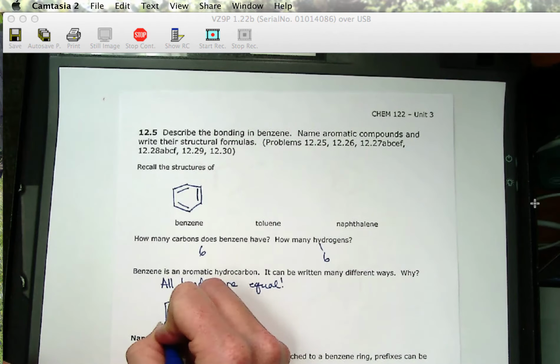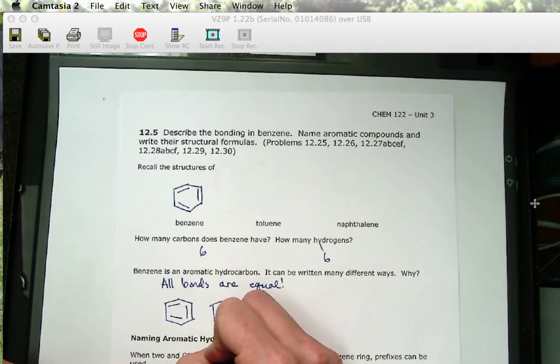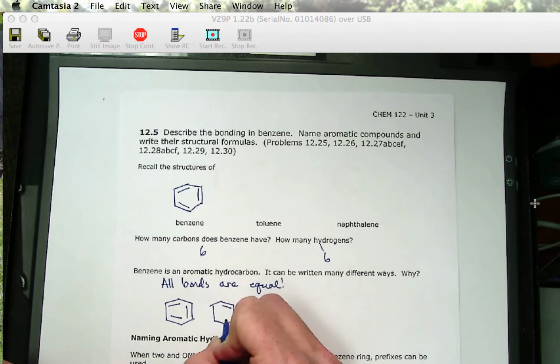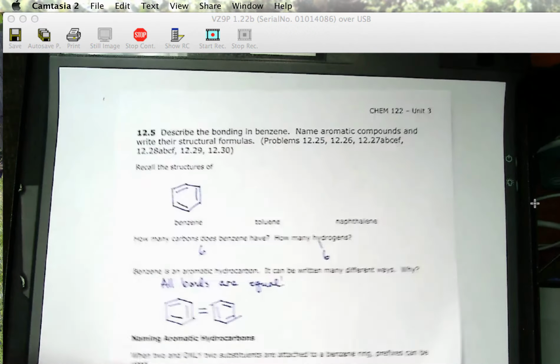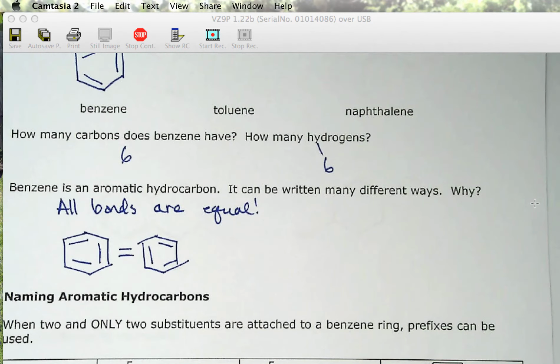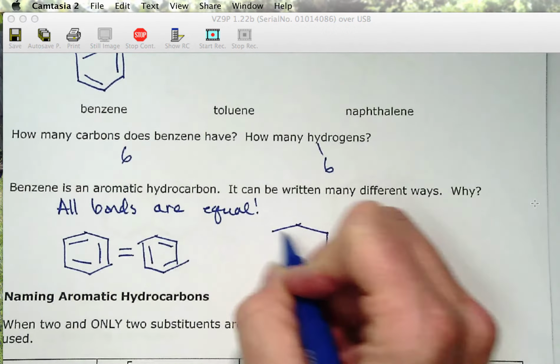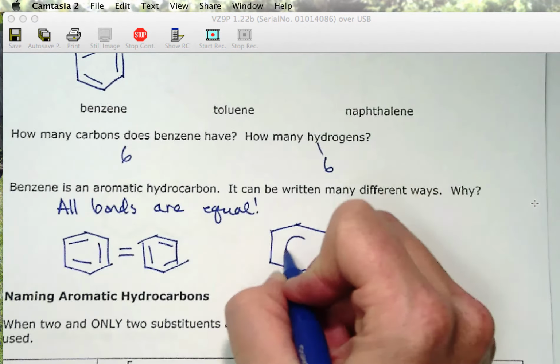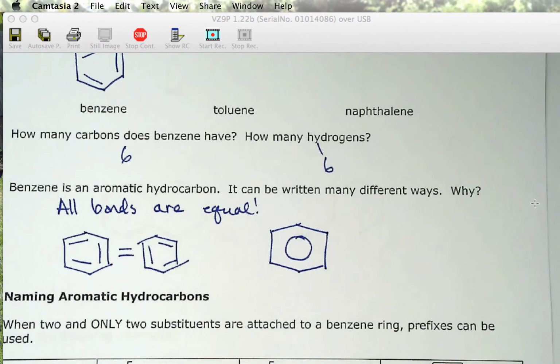So you can have your benzene written like this. You can have it written like this. And they're the same. So the actual bonds are moving, or just the electron density. For our purposes, the bond length and the bond strength is the same. So all bonds are equal in benzene. And that's why drawing benzene like this means the same thing. So it takes care of those alternating single and double bonds.